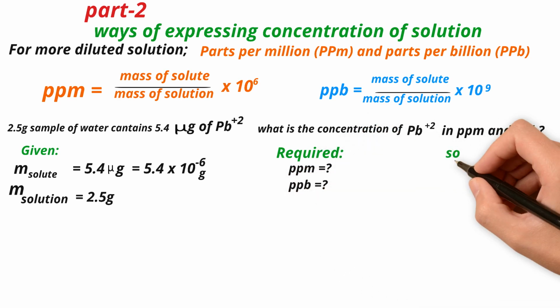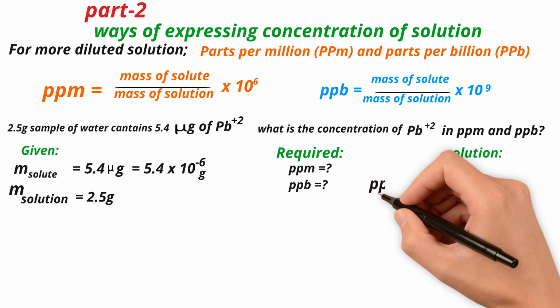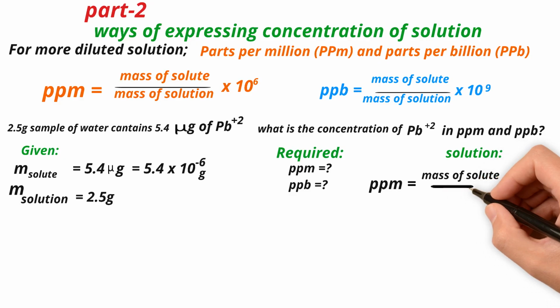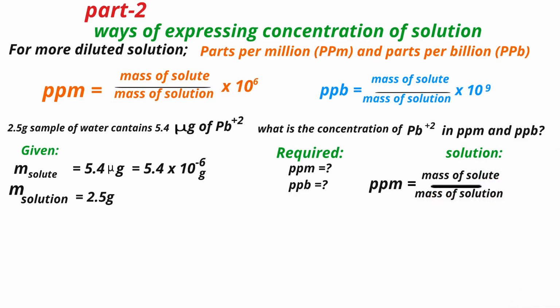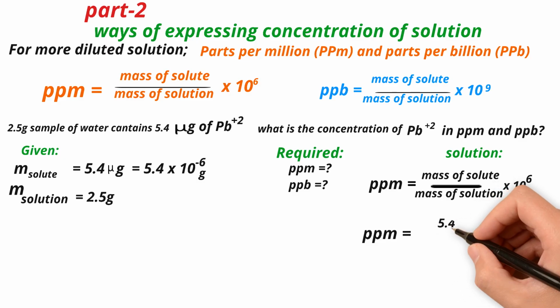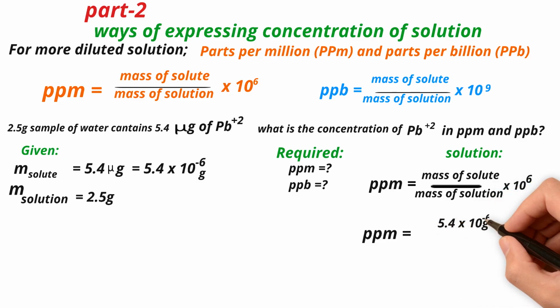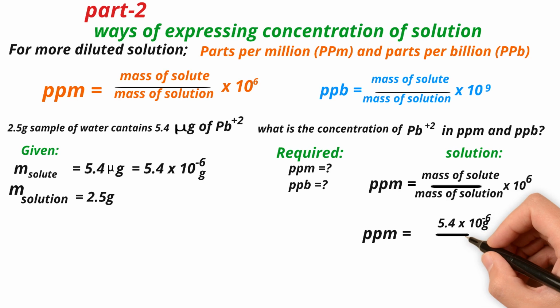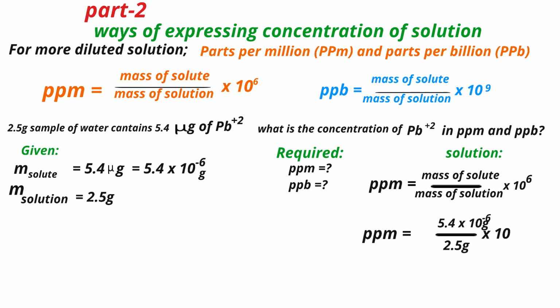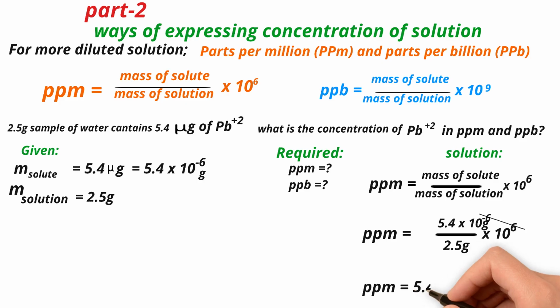Solution. First, parts per million is equal to mass of solute upon mass of solution into 10 to the power of 6. Now, mass of solute is known, mass of solution is known. Mass of solute 5.4 into 10 to the power minus 6 gram upon 2.5 gram into 10 to the power of 6. Now minus 6 is cancelled by positive 6. Finally, parts per million is equal to 5.4 over 2.5, which is equal to 2.16 parts per million.